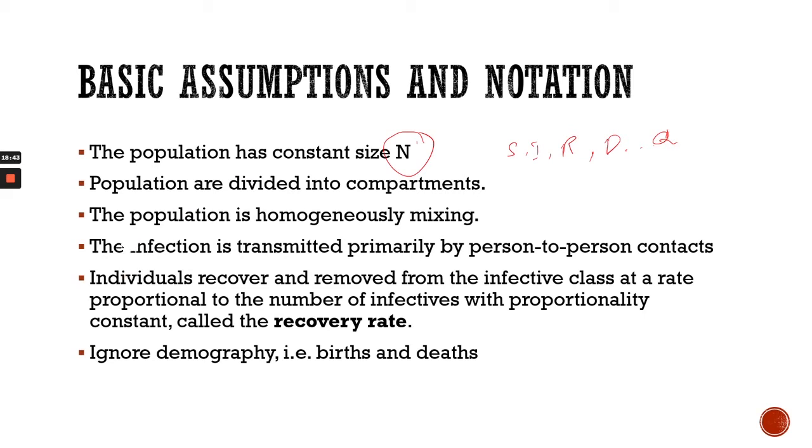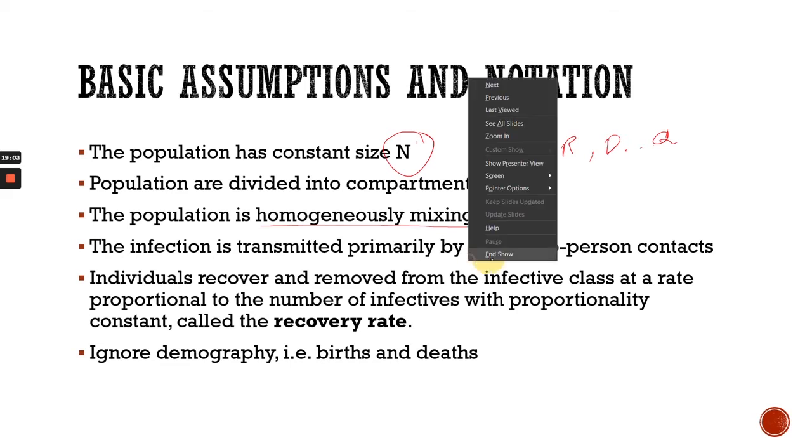Another assumption is the population is homogeneously mixing. So homogeneous na siya, walay pili. Anyone pwede mag-mix, walay pili, random siya. Okay? The infection is transmitted primarily by person-to-person contacts. So that is one assumption.